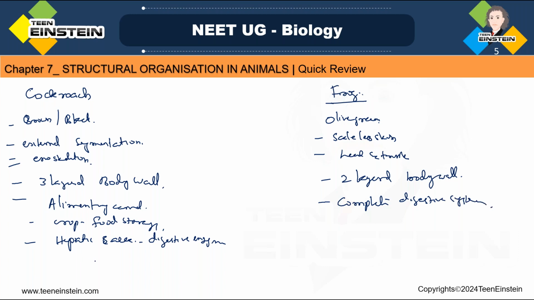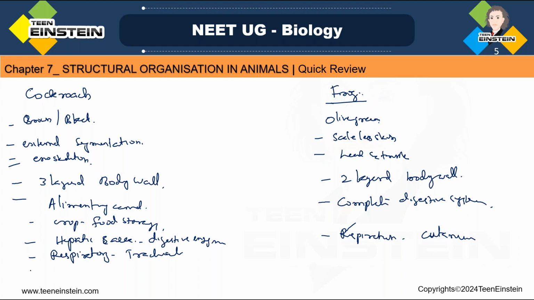Right. Then what about the respiratory system? In cockroach, that is tracheal. And in frog, cutaneous respiration, buccopharyngeal and pulmonary, that means through skin and lungs. This is all common, just general knowledge, right? Cutaneous means through skin, then buccopharyngeal and pulmonary, that means through lungs also in frog.